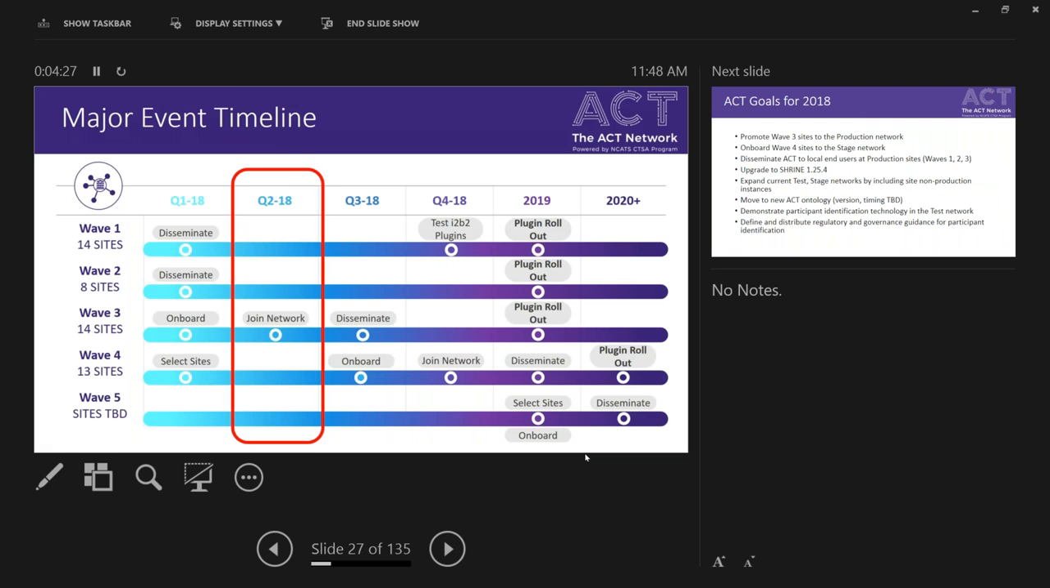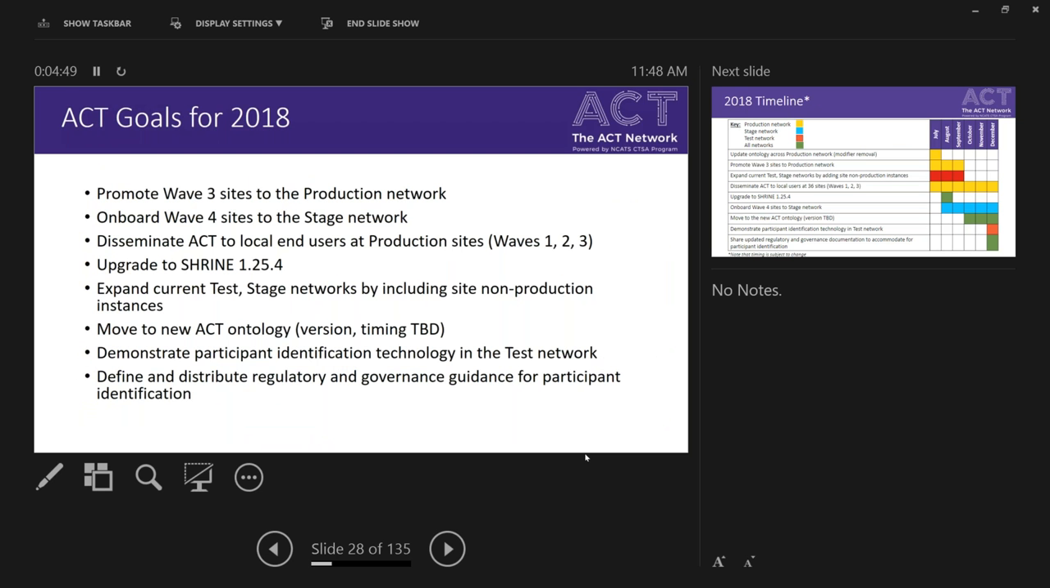So I'm not going to go through this in too much detail again here, but just a high level view as to what's going on across our waves 1, 2, 3, 4 and beyond throughout the rest of 2018 and then 2019 and beyond, just highlighting our dissemination activities, joining and onboarding to the network, and then rolling out the I2B2 plugins. But what I do want to talk about more specifically is our goals for 2018. I know it's a lot of words on the slide here, and this shouldn't come as totally new information for all of you, but sometimes depending upon what wave or what tier your institution currently is participating in, you might not have the visibility into what's going on for some of the other nodes here on the network.